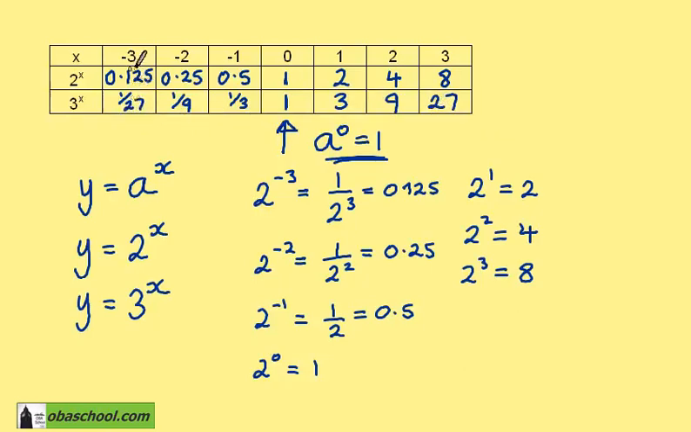Note that for negative values of x, the 3 to the x values are less than the 2 to the x values. For example, we know that 1/3 is less than a half. If we go to the right for positive values of x, the 3 to the x values are higher than the 2 to the x values. Since we know that when x is 0, they're both 1, it's clear that these two graphs must cross at the point 0, 1.